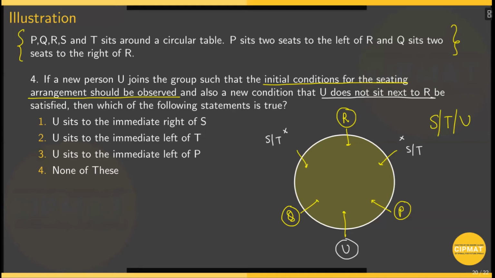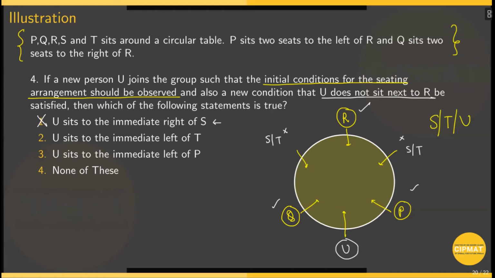Then it is asked which of the following statements is true. Let's see. Option number 1, let's analyze this. U sits to the immediate right of S. To the immediate right of S, you can clearly see that the possible options are R, Q, and P. You cannot sit to the immediate right or left of S, of course. So option number 1 is not correct.